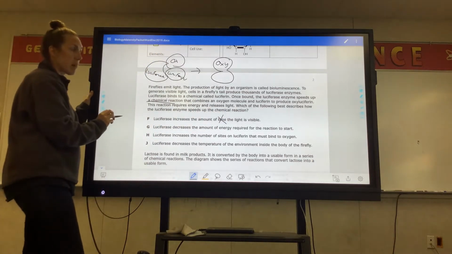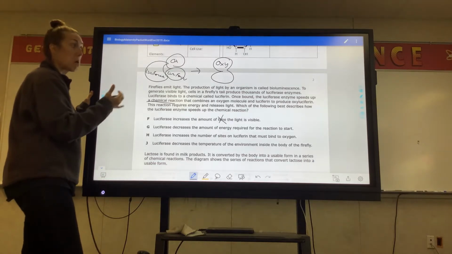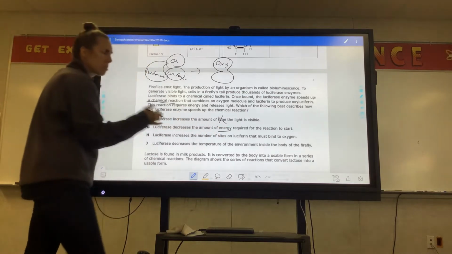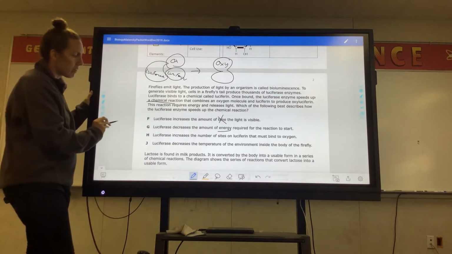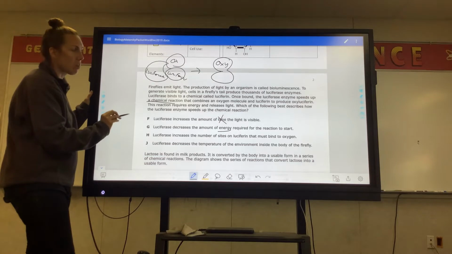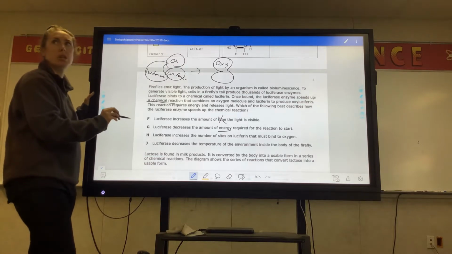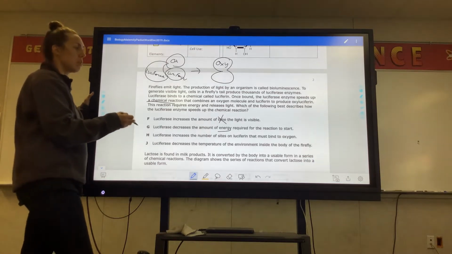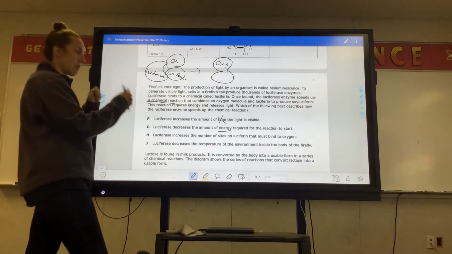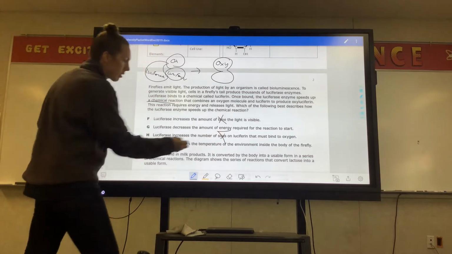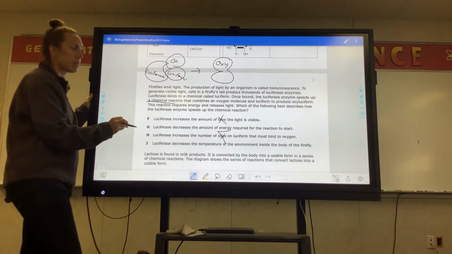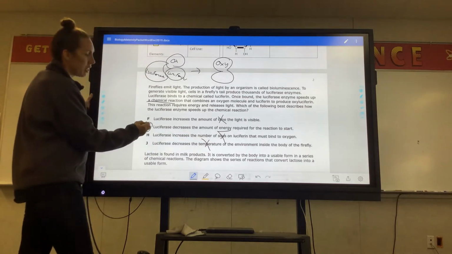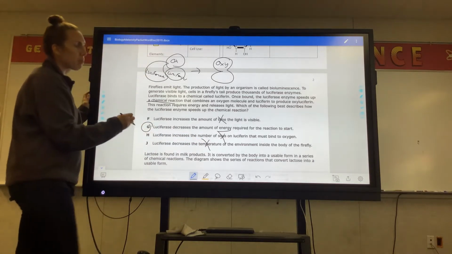Luciferase decreases the amount of energy required for the reaction to start. Talk about energy, okay, let's think about it. Luciferase increases the number of sites on luciferin that must bind to oxygen. If this were true, it would need more oxygen. So it doesn't increase the sites, it just increases them coming together. Luciferase decreases the temperature. Didn't even talk about temperature. So, best answer is G. It decreases the amount of energy required for the reaction to start.